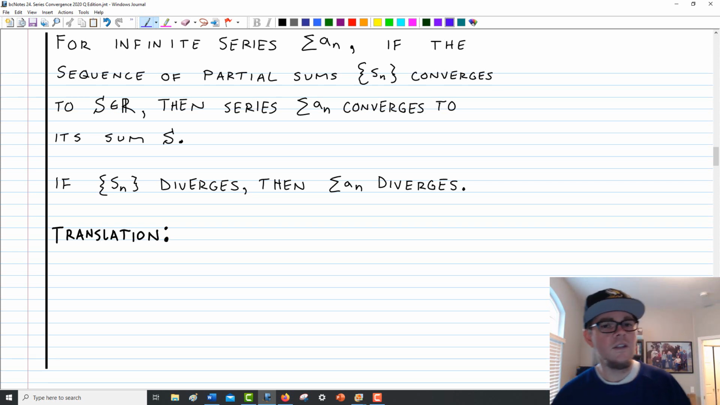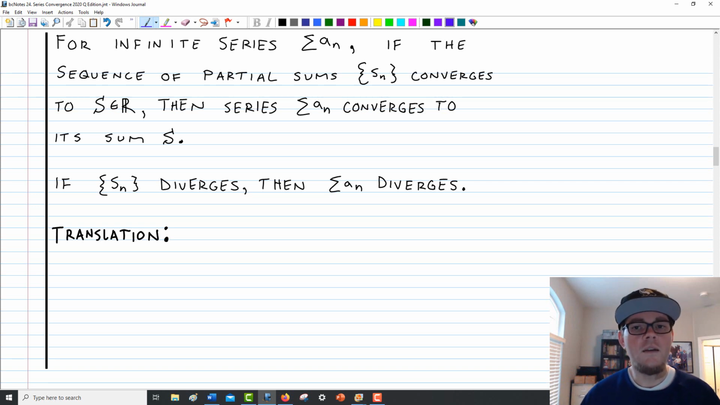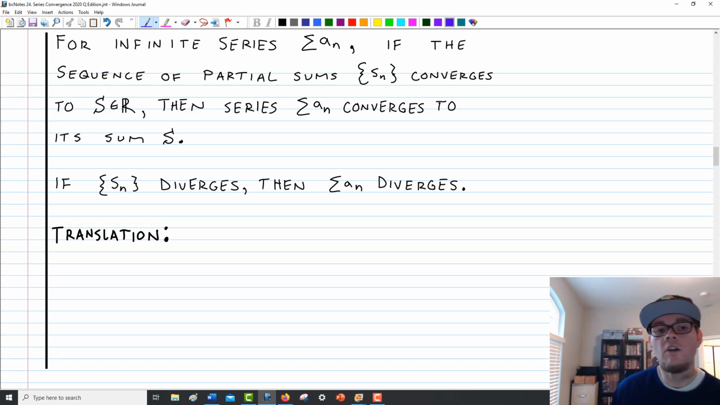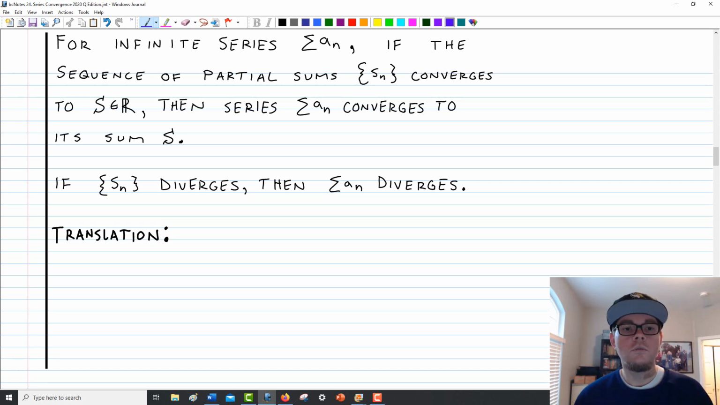It says for an infinite series, the sum of a sub n, so in other words, there's a sequence a sub n and we're adding up its terms. If the sequence of partial sums converges to s, some real number, so in other words, if you check the convergence of the sequence of partial sums and it converges to a real number, then we'll say that the series converges to its sum s. So it's like saying that that sum is going to get closer and closer to a particular number as you get more and more terms added in.